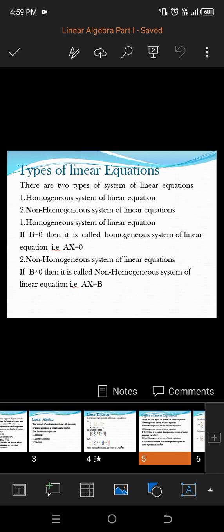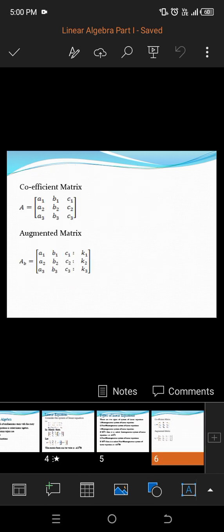If B is equal to any number not equal to 0, then it is called a non-homogeneous system of linear equations, and we can write AX is equal to B. The main difference between the coefficient matrix and the augmented matrix: A is a1 b1 c1, a2 b2 c2, a3 b3 c3. Coefficients are present in both matrices, but in the augmented matrix k1 k2 k3 is also present.